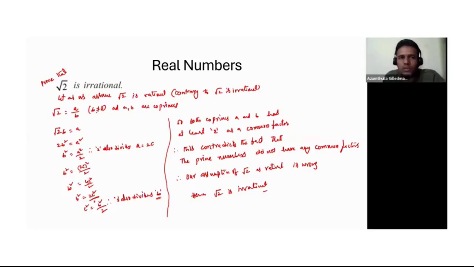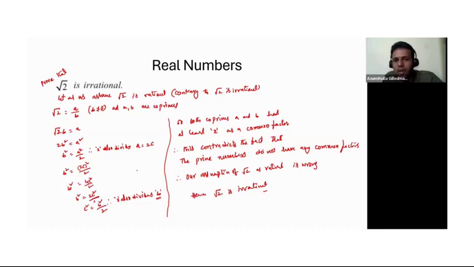Here I took a by b. So root 2 is a by b. So if I square on both sides, then I can write b square as a square by 2. As per the earlier theorem, if 2 is dividing a square, 2 should also divide a, right? So that means a is a multiple of 2. So a I substituted as 2c, the multiple of 2. So in place of a, if I substitute 2c, then it is 4c square by 2. Then c square I can write as b square by 2. That means 2 is also dividing b, right?